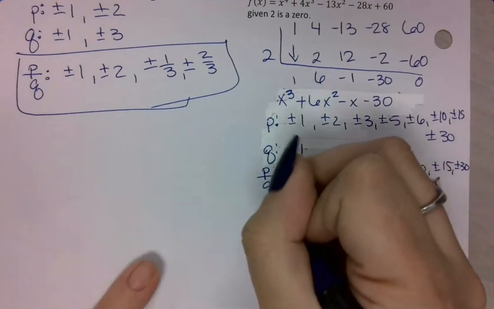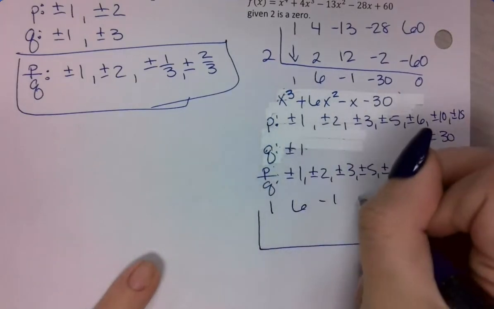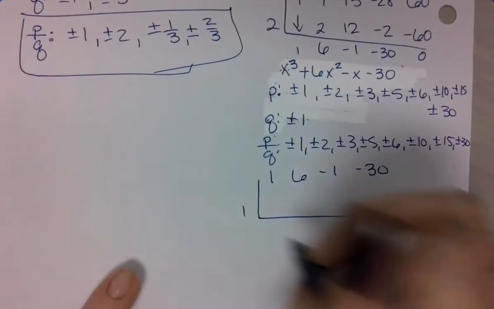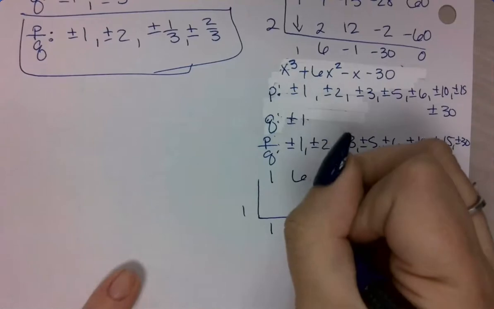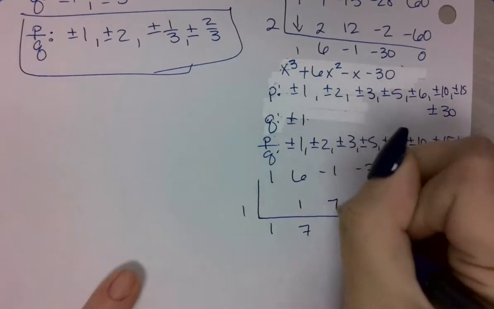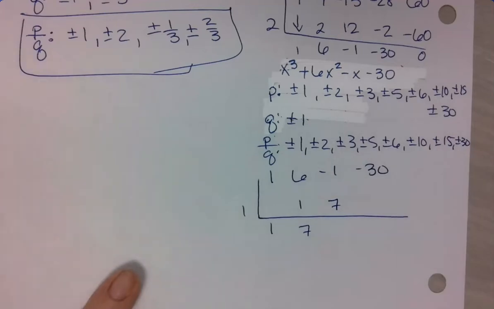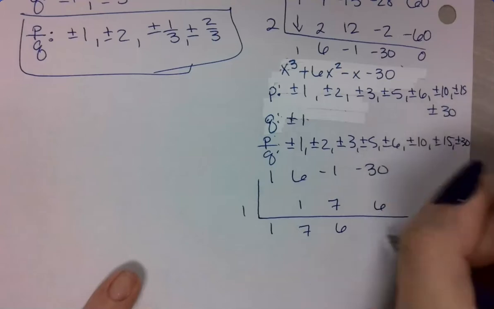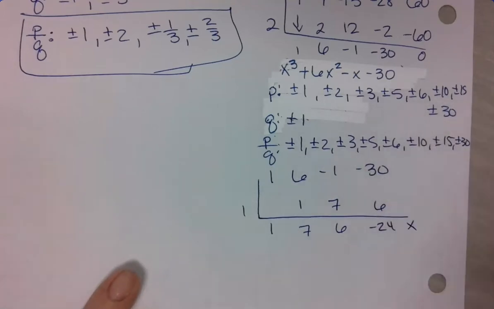So my coefficients are 1, 6, negative 1, negative 30. I bring down that 1. 1 times 1 is 1. 6 plus 1 is 7. 7 times 1 is 7. Negative 1 plus 7 is 6. 6 times 1 is 6. This gives me negative 24, not a factor.